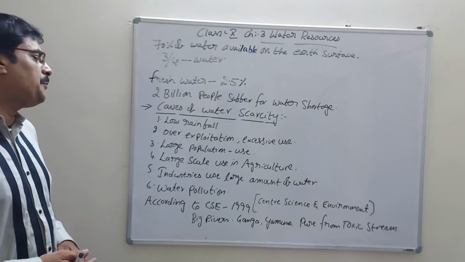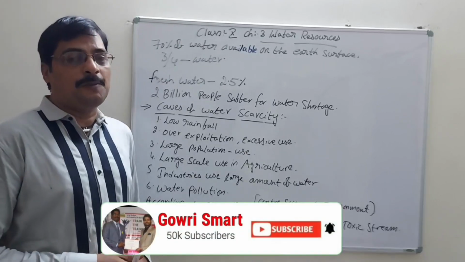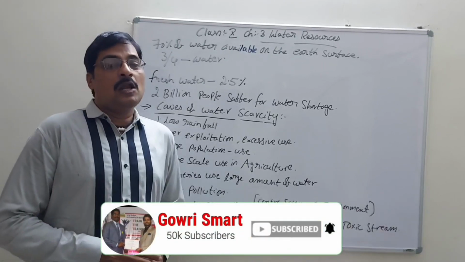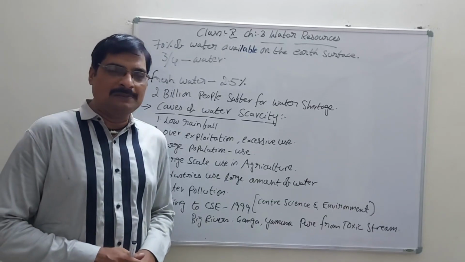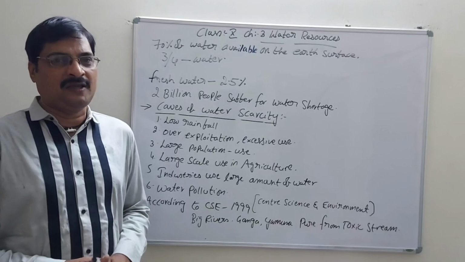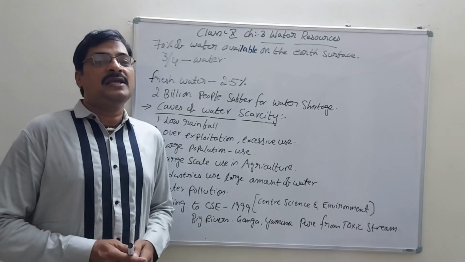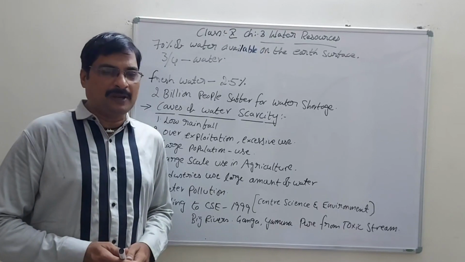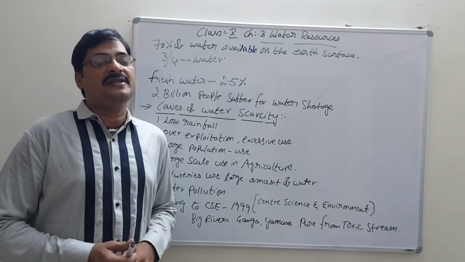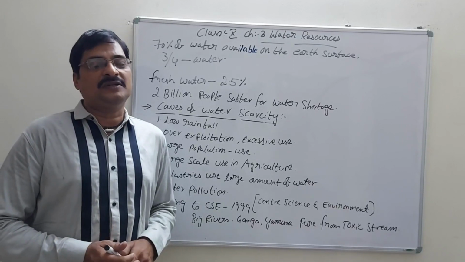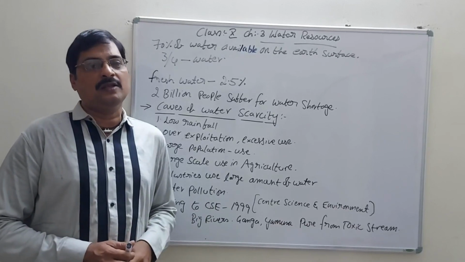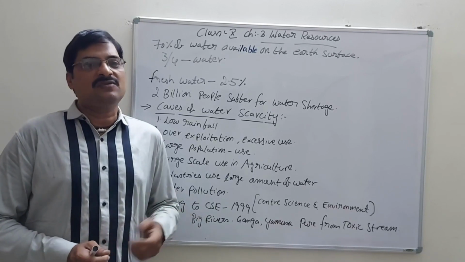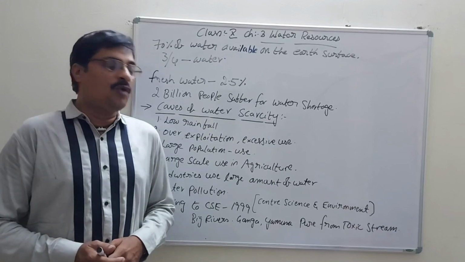Then comes the point of large population. Yes, the large population uses water for domestic purposes: cooking, bathing, drinking. All these things we call domestic purposes. So people need more water for its usage, and in our country more people are there using it. That's why we have a shortage of water.